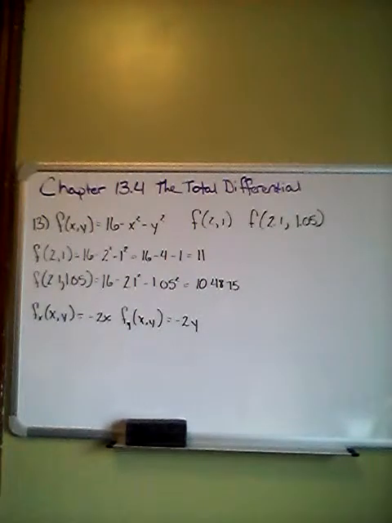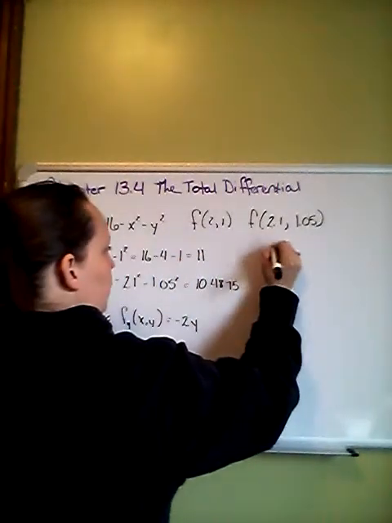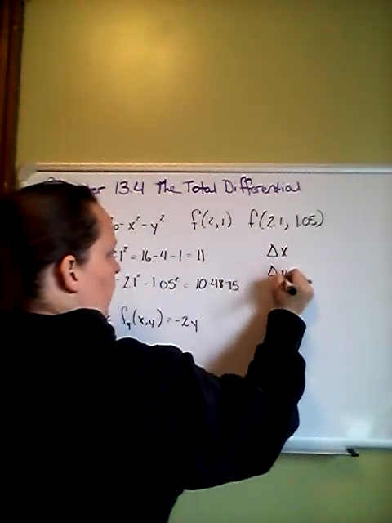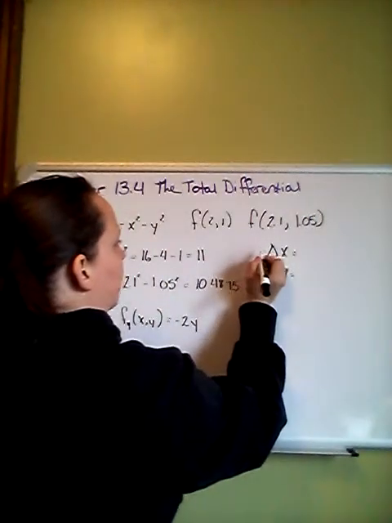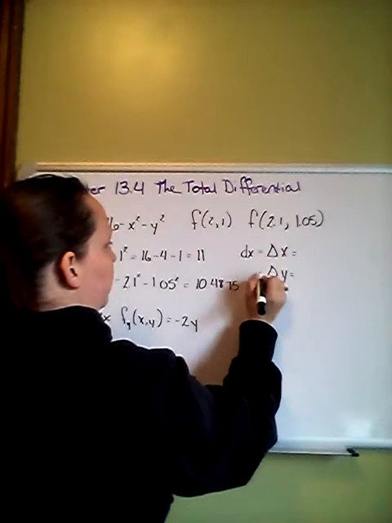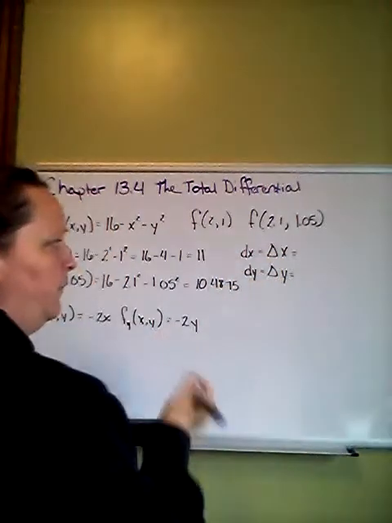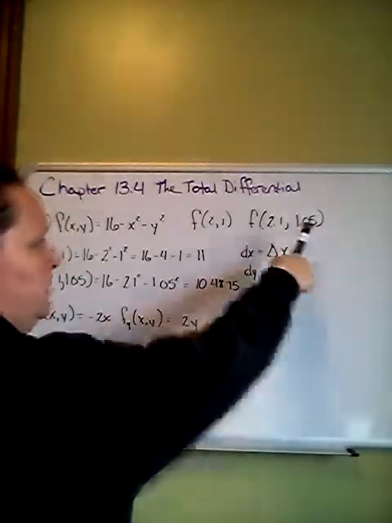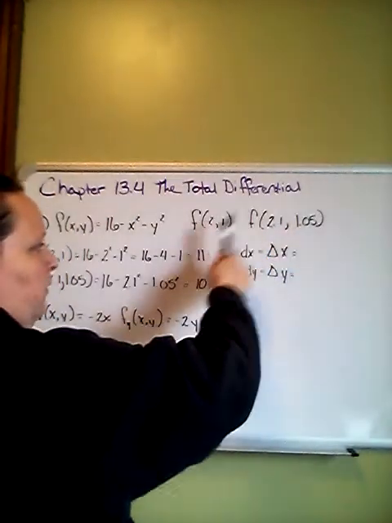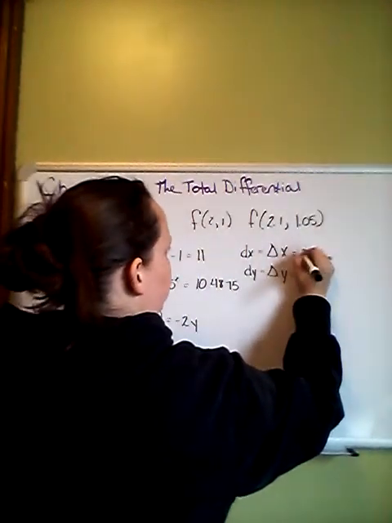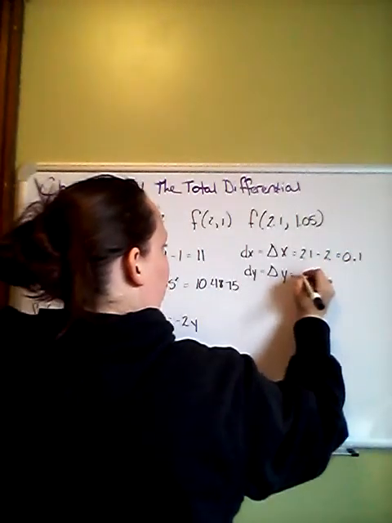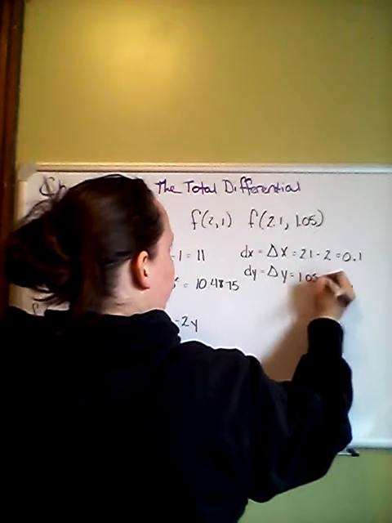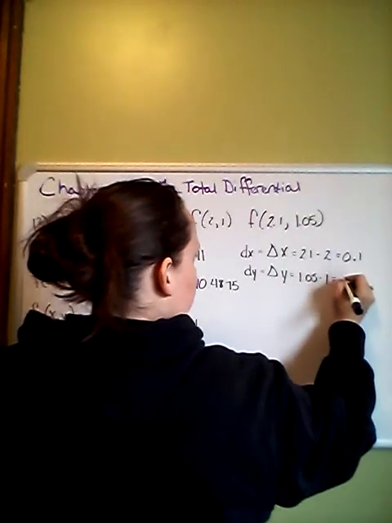Okay, so now that we have that information, we're going to go ahead and figure out what our delta x and our delta y are, because these are things we're going to need later as well. Because as we know, this is equal to dx and dy. And of course, it's very easy to do. We're simply going to subtract one from the other. So for x, it will be 2.1 minus 2, which will equal 0.1. And we'll have 1.05 minus 1, which of course equals 0.05.